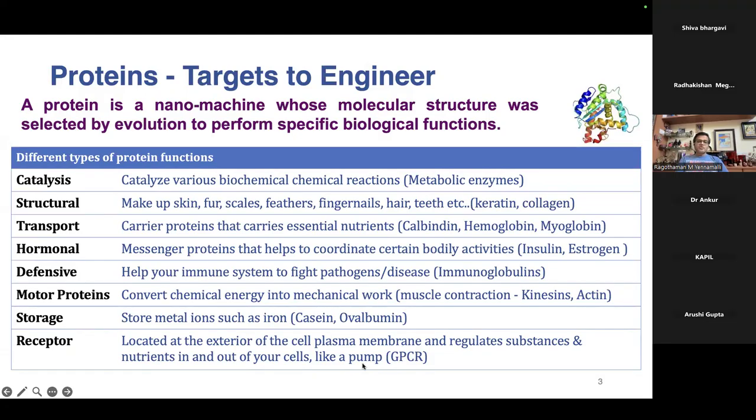Most of the drug targets are GPCRs. There are a lot of drug targets which are structural in nature, and a lot of drug targets which are motor proteins in nature. So the type of protein you are trying to target may be one of these categories. Understood? Proteins come in different shapes and sizes; there's a huge diversity of proteins.